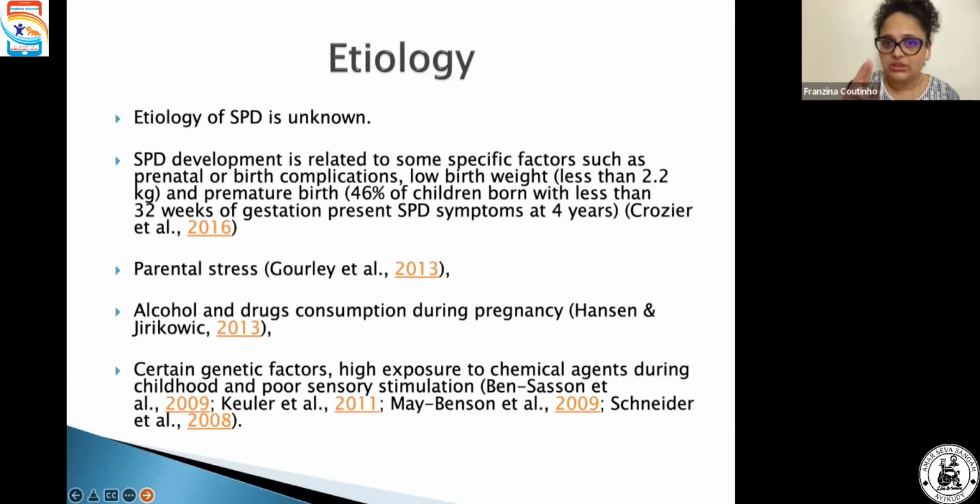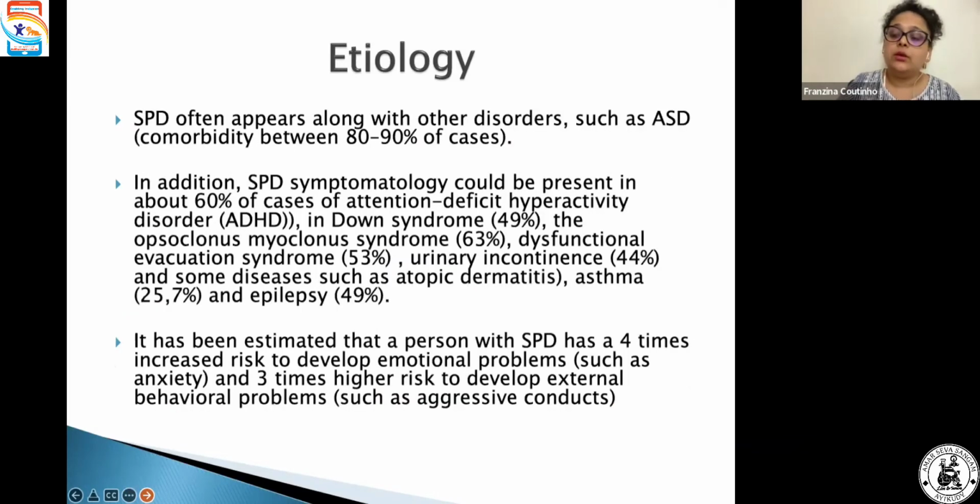So sometimes it's a combination of these two factors that result in an X plus Y equals Z kind of deal. So that's what you typically see. In ASD, in autism, 80 to 90% of the cases often have SPD. There's a very strong correlation with ADHD, with Down syndrome, with opsoclonus myoclonus syndrome, with epilepsy, with atopic dermatitis, which is bizarre.